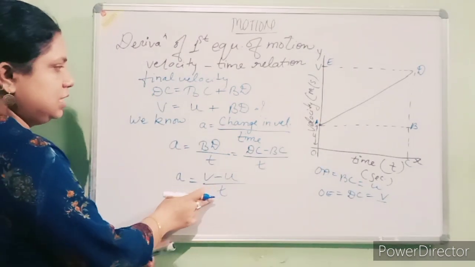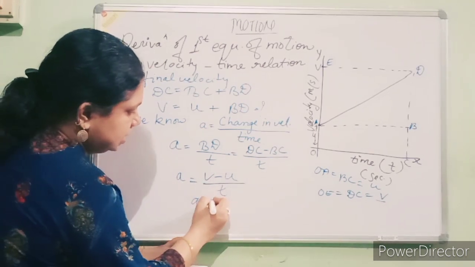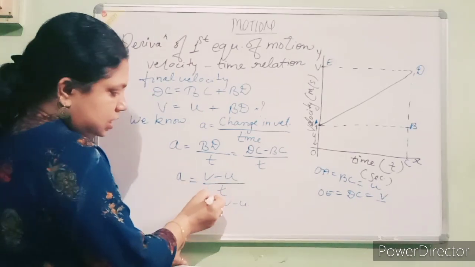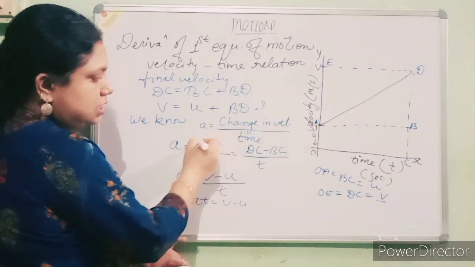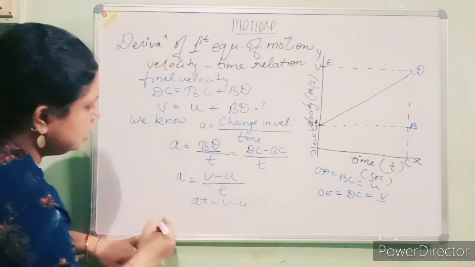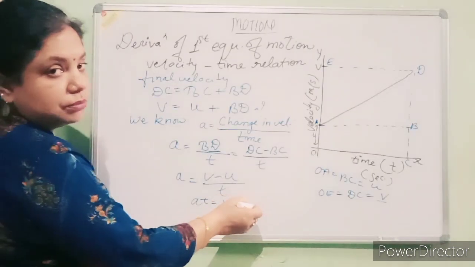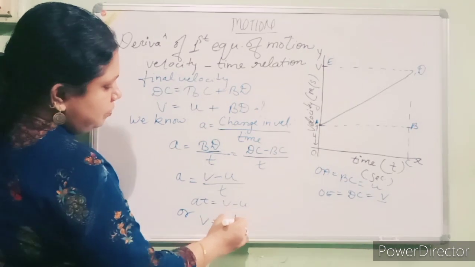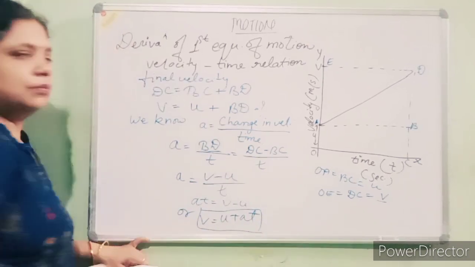So we cross multiply, and it will be at is equal to v minus u. Right? Now this v minus u is the change in velocity, which is BD. So we can write a is equal to v minus u upon t. After that at is equal to v minus u. So we can say v is equal to u plus at. So this is the first equation of motion.